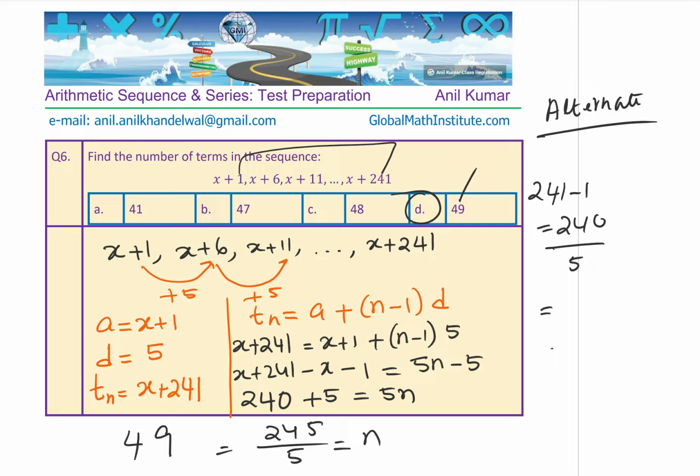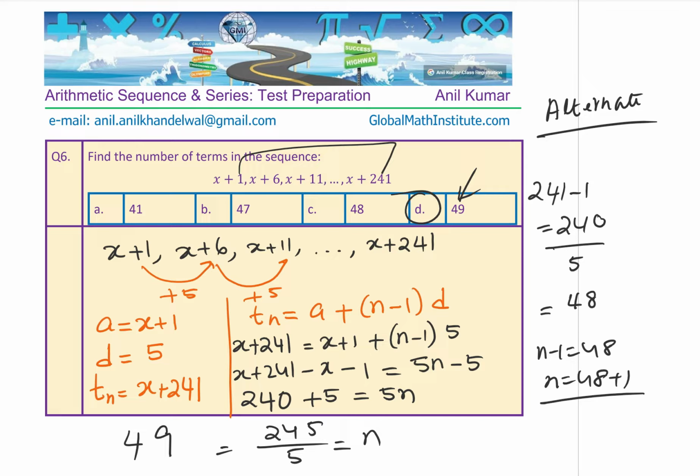We get 48, right? Now, the term number is n plus 1. Do you understand? The last term, we have to add n plus 1. So the term number, I should write n, so this is n minus 1, right? So n minus 1 is 48. n is equal to 48 plus 1, which gives you the same answer as 49. Is that clear to you?